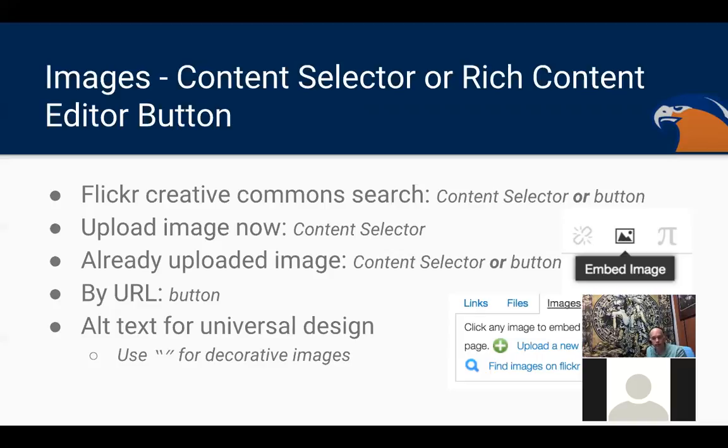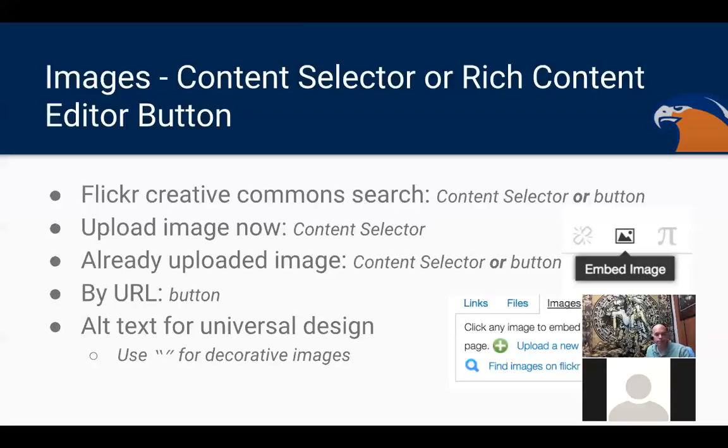Once you've uploaded an image, and you can actually go straight to the Files tool in your class to upload images, once you've uploaded an image, then you can use either of those two methods, the embed image button or the content selector. If the image exists on the web somewhere, then you can grab the location of that image file and, with the embed image button, you can add it via URL.